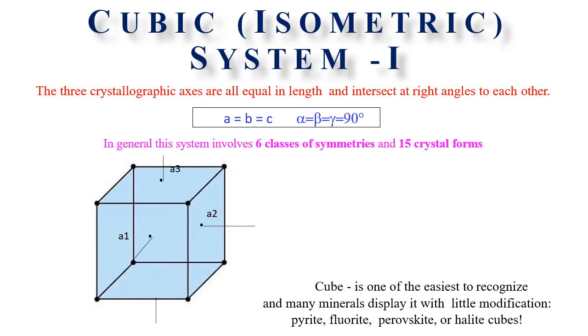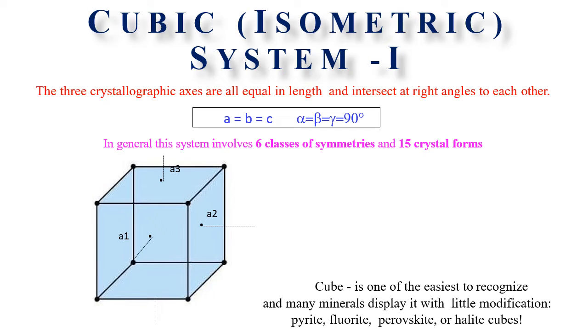So now we have the cubic class, that is the isometric system. The isometric system includes all crystal forms that can be referred to 3 axes of equal lengths which intersect at right angles. So we have a equals b equals c and alpha equals beta equals gamma, and that equals 90 degrees. These axes are interchangeable and have equal value. The cube axes are all denoted by the letter small a, in order to be able to indicate any required face in a form.